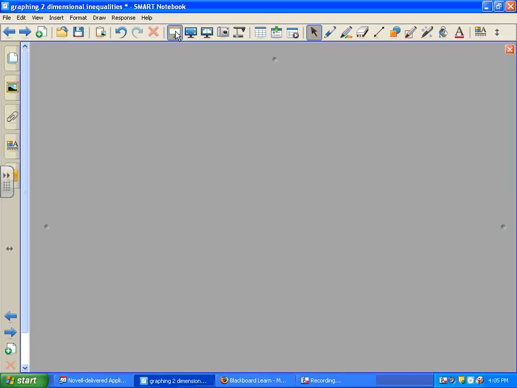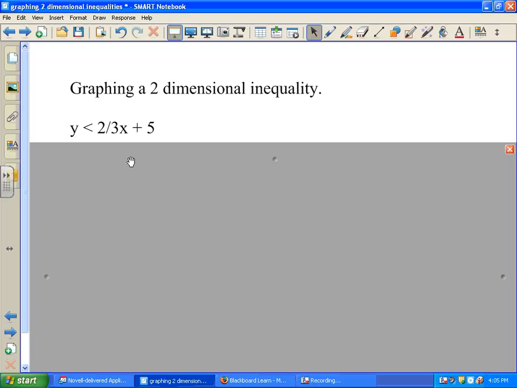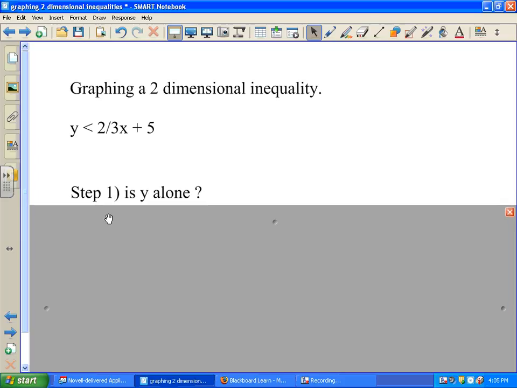So if we're going to graph a two-dimensional inequality, let's take a look at the question. y is less than 2/3 x plus 5. First thing that we have to do is ask yourself, is y alone? Yes, it is. There is nothing else on the left-hand side of the inequality other than y. So that's great.